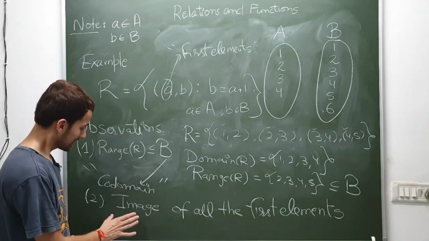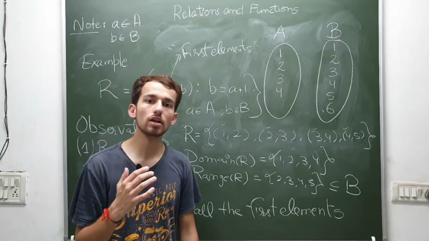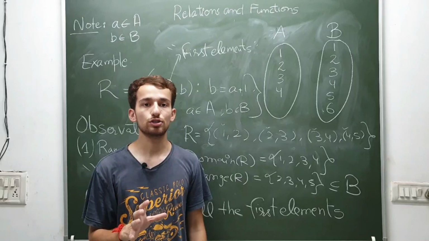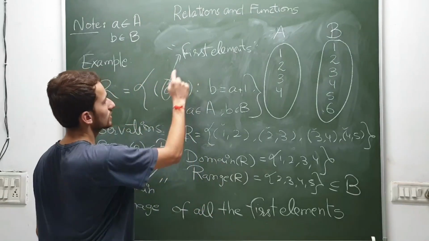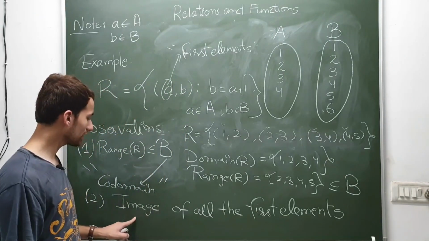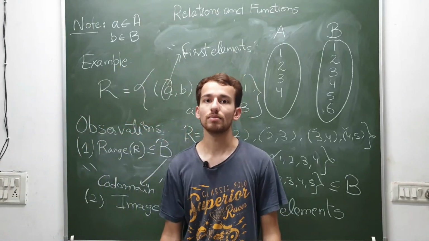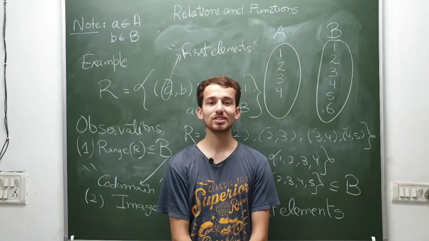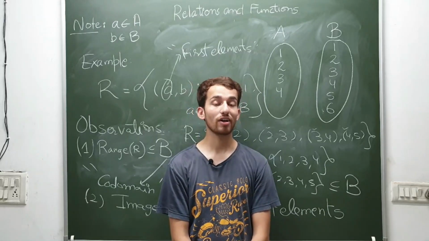The second thing is that range is also sometimes called the image, the collection of images. So images of what? Images of the first element. This is the first element. So this is the second remark I want to give, that the range is called the image of the first element. So we understood the outline, what the domain is, what the range of a relation is, and finally what the codomain is.